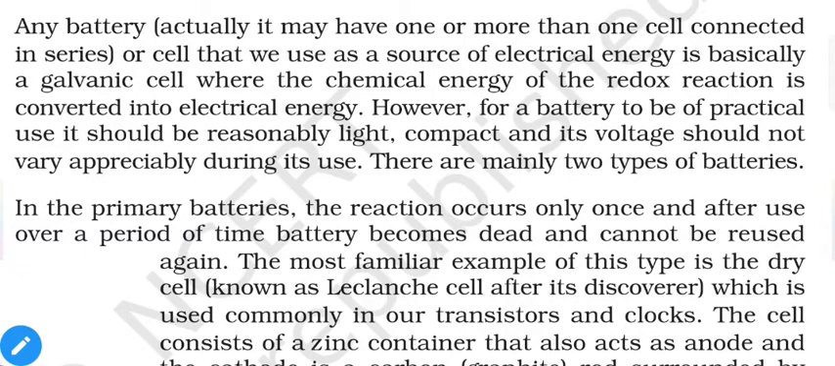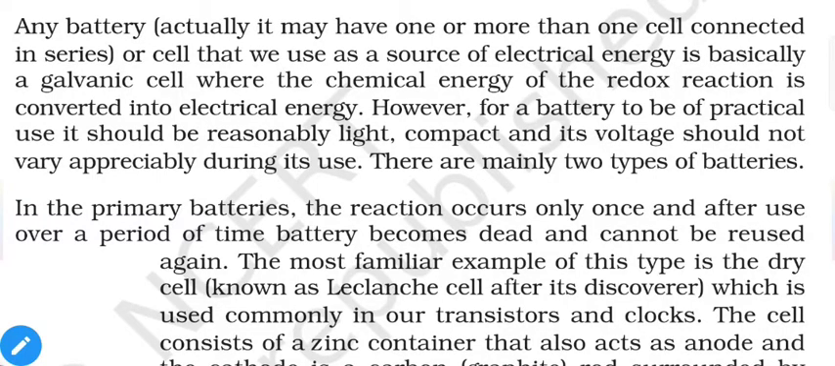Any battery or cell that we use as a source of electrical energy is basically a galvanic cell, where the chemical energy of a redox reaction is converted into electrical energy. However, for a battery to be of practical use, it should be reasonably light, compact, and its voltage should not vary appreciably during its use. That means if you are using a battery which varies its voltage too much, then practically you cannot use it.